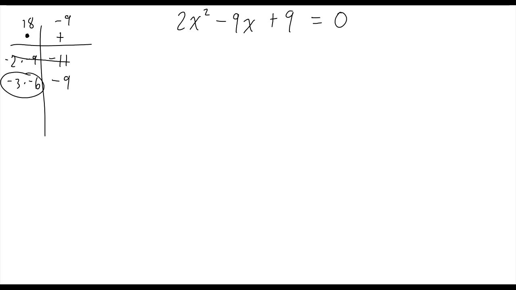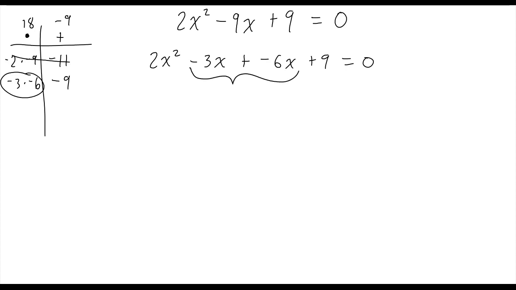So I will use those two numbers to break the middle -9x into two terms. In other words, if I were to combine these like terms, I should get -9x back. If I don't, I did something wrong. Okay, let's group together the first two and the last two terms. And then look for a common factor.